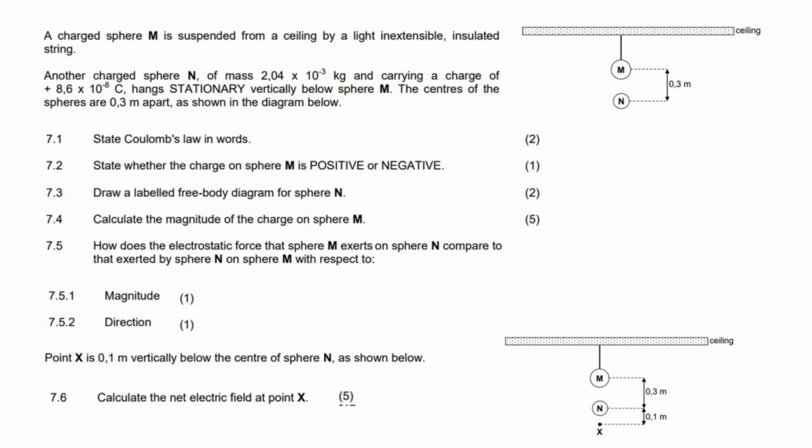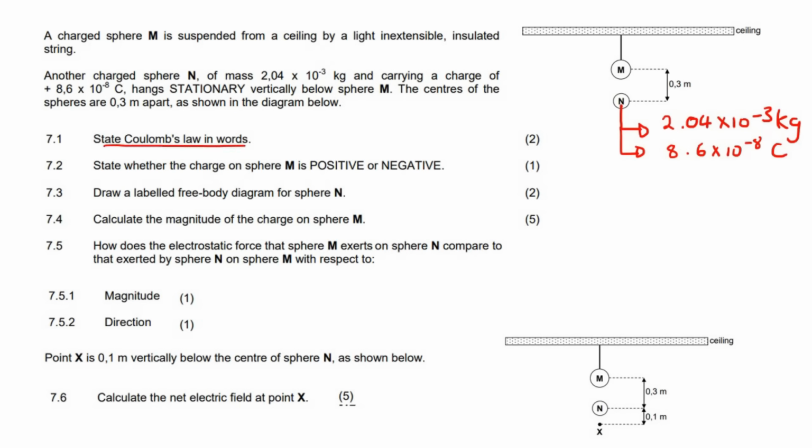A charged sphere, M, suspended from a ceiling by an inextensible insulated string, another charged sphere N of mass 2.04 times 10 to the negative 3, and carrying a charge of that hangs stationary. Okay, so this one here we have its mass as 2.04 times 10 to the negative 3 kilograms, and we also have its charge as 8.6 times 10 to the negative 8 coulombs. Hangs stationary vertically below sphere M. The centers of the spheres are 0.3 as shown in the diagram.